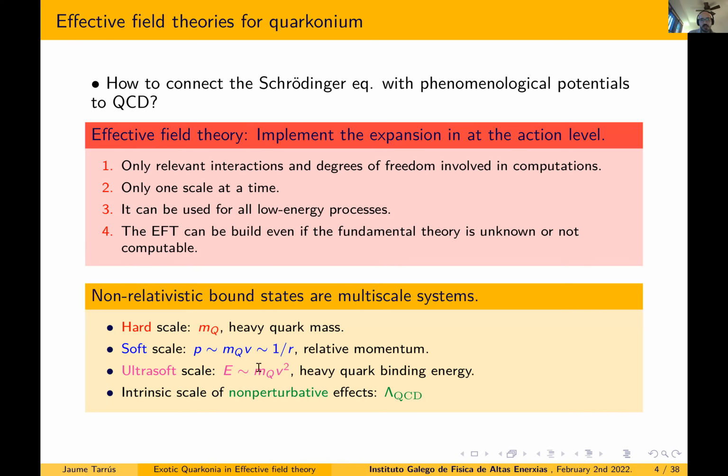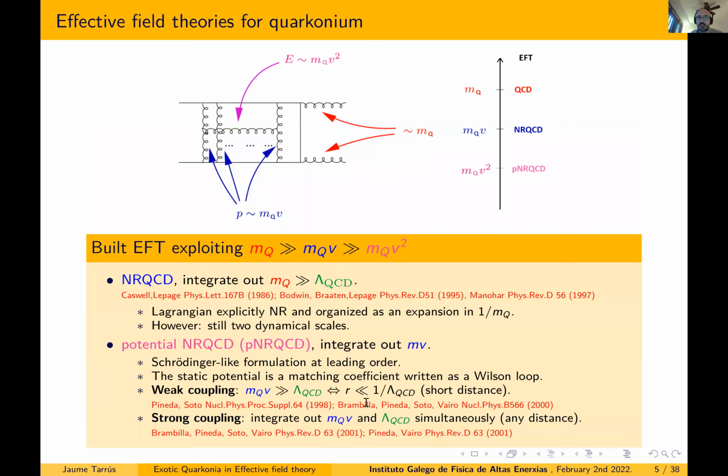Then the ultrasoft scale is the scale of the binding energy between the heavy quark and antiquark. And these are the scales of the heavy quark mass times the relative velocity. And in addition to this, since we are in a QCD system, we also have the lambda QCD scale. Then by integrating out these scales in sequence, we can build effective field theories.